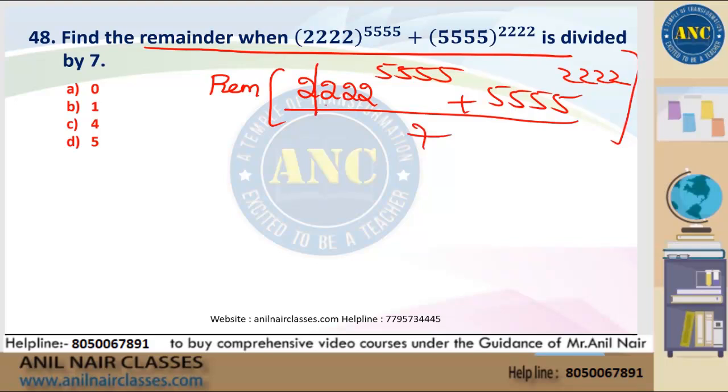So take a group of 3 digits alternatively plus minus. 222 minus 2 is 220. 220 divided by 7. 7 3s are 21, 10. 7 1s are 7, 3. So these are nothing but 3 power 5, 5, 5, 5, 5.